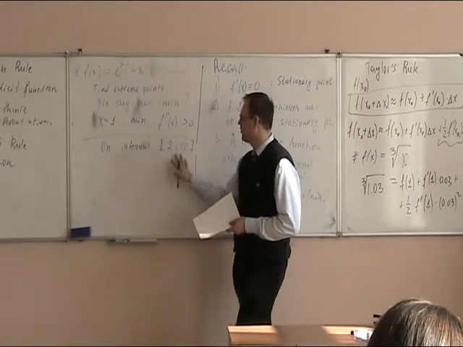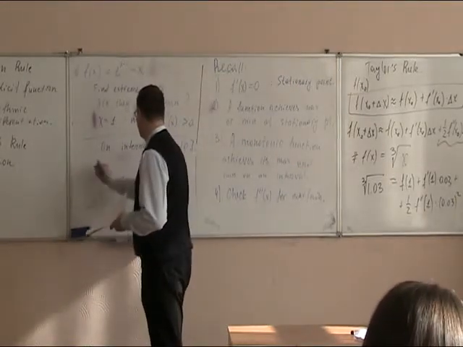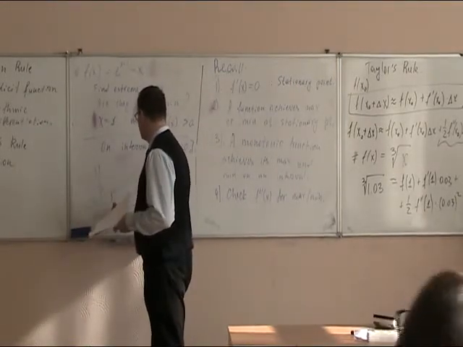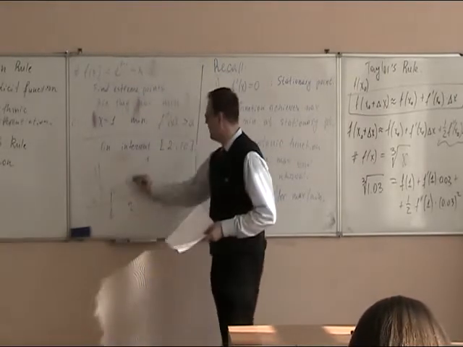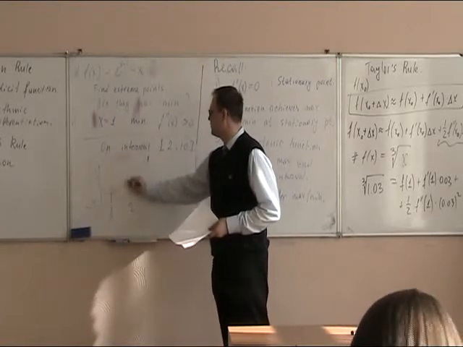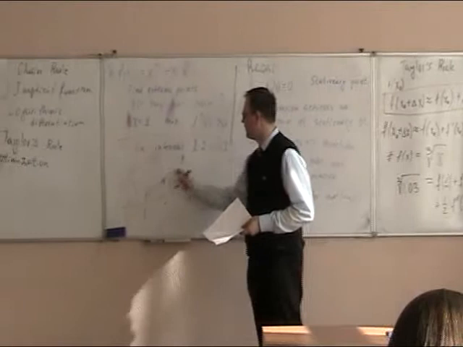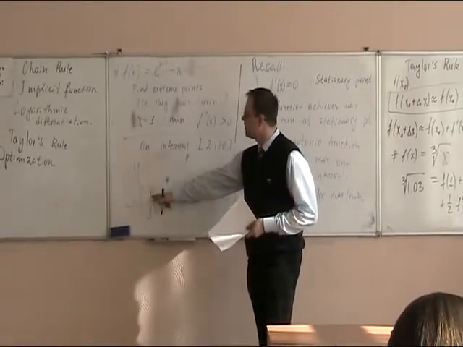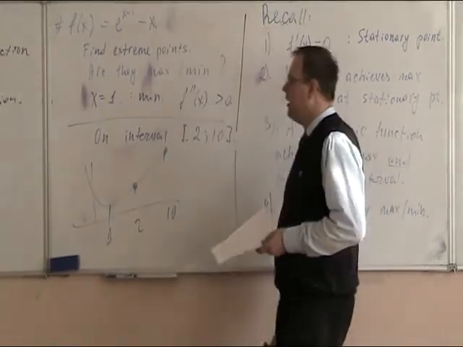The logic here is that on this interval, this function is increasing, so basically the function looks something like that. This is 1, this is 2, this is 10. And you can immediately tell that 2 is the point of minimum, 10 is the point of maximum, because since this is the point of minimum, this is the only extreme point. After this point, the function is increasing, and so forth.